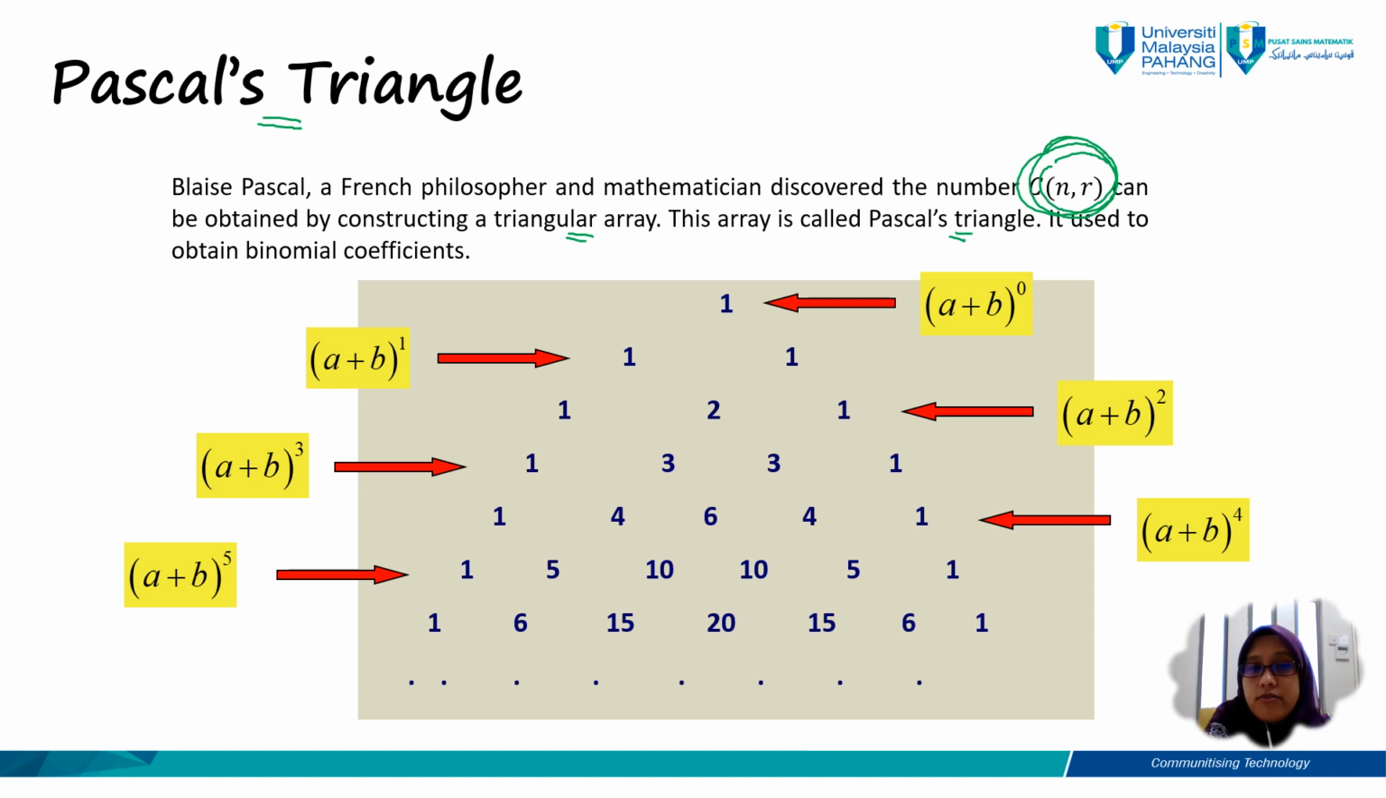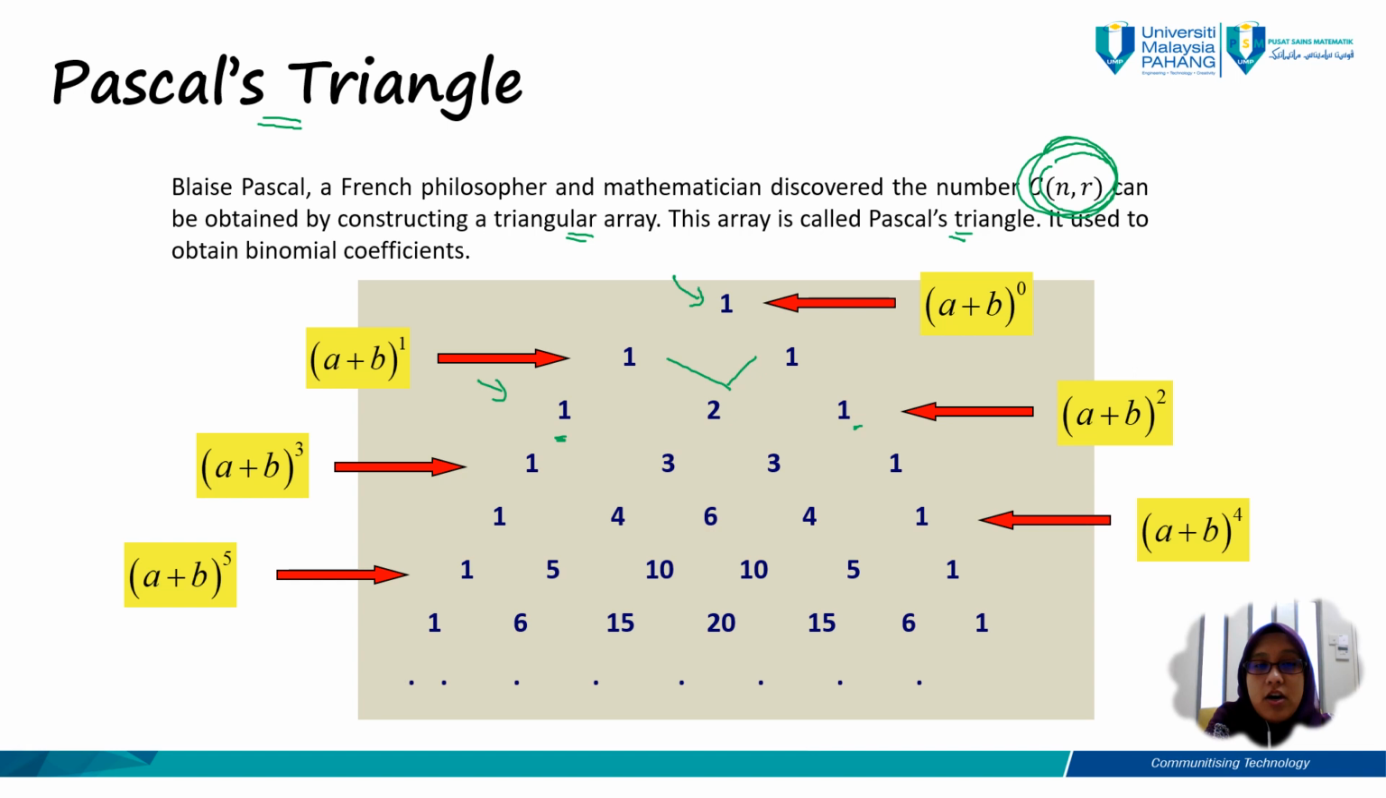It will start with the first layer, which is 1. And then the second layer is 1 and 1, which means it starts with 1 and ends with 1. The third layer starts with 1 and ends with 1. In between the 1 and 1, we have 2. How do we get the value of 2 here? 1 plus 1 is equal to 2.